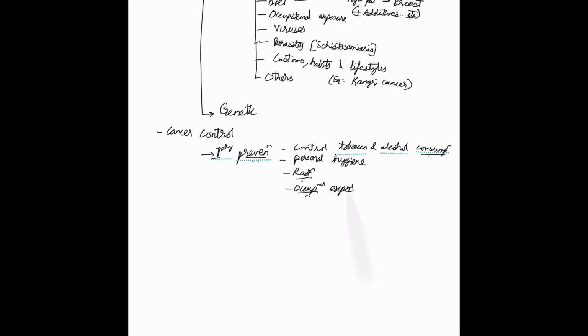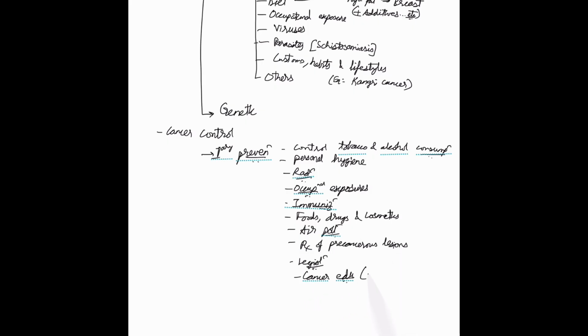And then we'll move on to cancer control, in which under primary prevention we have various measures like controlling tobacco and alcohol consumption, personal hygiene, radiation, occupational exposure, immunization, foods, drugs, and cosmetics, reducing air pollution, treatment of precancerous lesions, legislation, and cancer education. Mainly educating people about the danger signals or early warning signs.